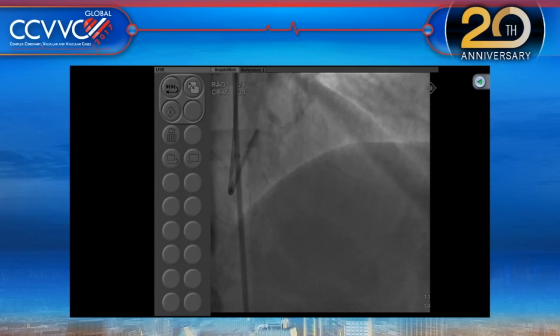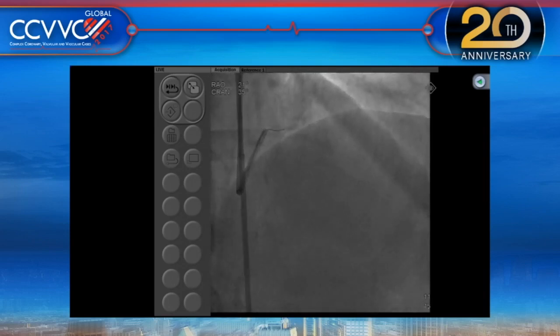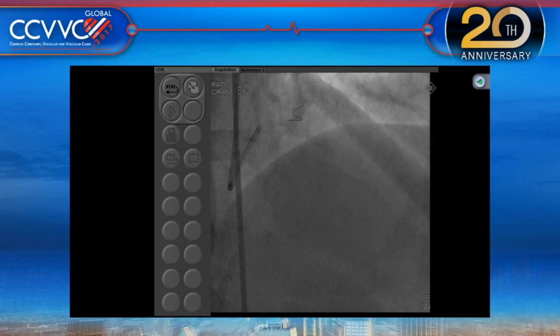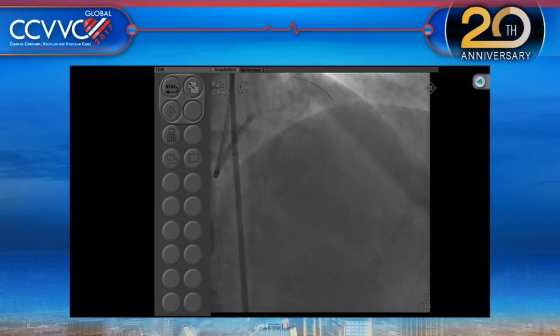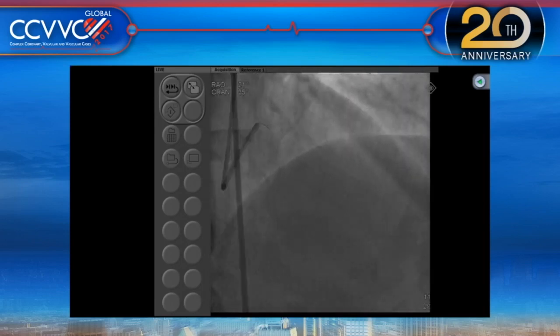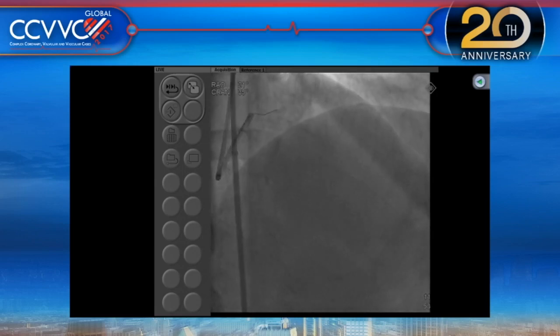Okay, so can we watch you wire this? Yeah, so if you see that, I just went with the Fine Cross, and with the Fielder wire, I was able to get into the circ. Nice. So with the amount of calcium there, the Fielder was able to negotiate. Did it really take that short of a time? Yeah, it was 2 seconds.